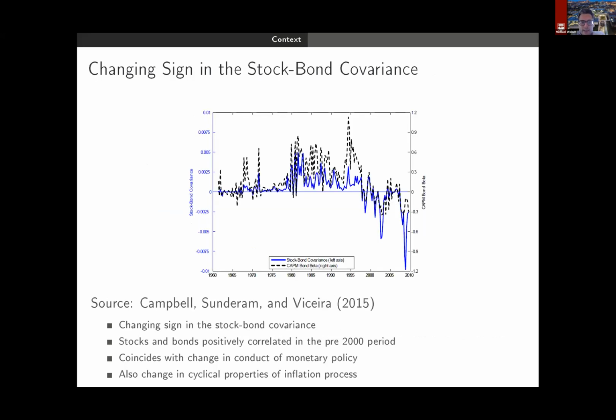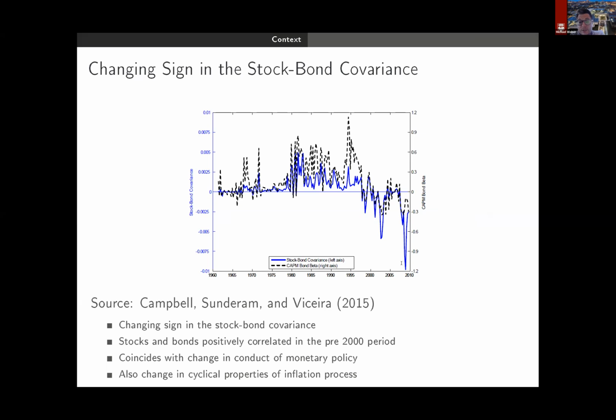Now, going back to another point that Nick and co-authors make in the paper, this is from some very nice work by John Campbell, Adi Sundaram, and Visera, that studies the covariance or correlation between bonds and stocks. And we do see that, for most of the sample, there was a strong positive correlation between the two, that then turned negative. And I guess a big question is, is it coming back to positive again?